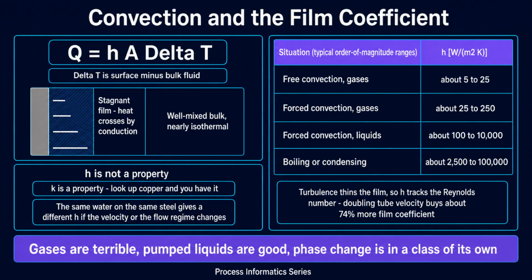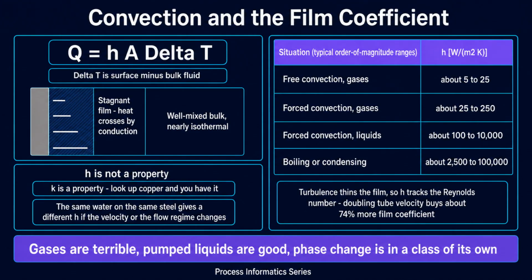The picture that makes it intuitive is the film the coefficient is named for. No slip holds the fluid still at the wall, so a thin, slow-moving layer clings there, and heat must cross it by conduction through a fluid. Anything that thins the film raises h. Turbulence does exactly that, so h tracks the Reynolds number, and doubling tube velocity buys about 74% more film coefficient.